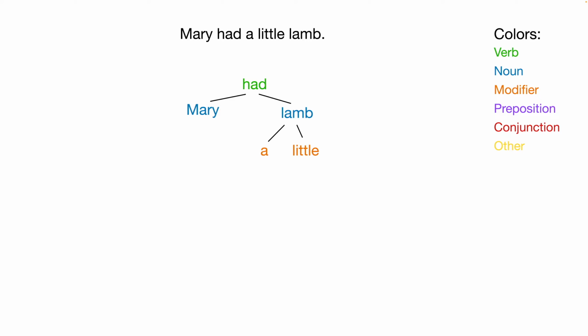So the subject is the doer or actor that does the verb, and the object is the thing that receives the action, that the action is done to. So the thing that is had is the lamb, and the haver is Mary. So Mary and lamb are both providing additional information about the verb. And then the modifiers, a and little, both provide additional information about the lamb, so they are children of the lamb.